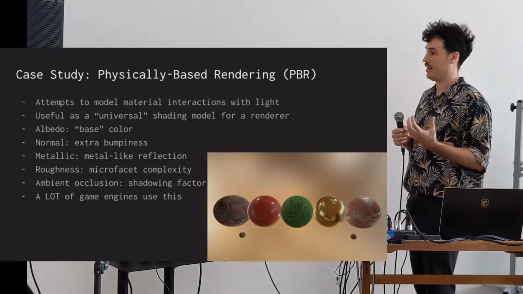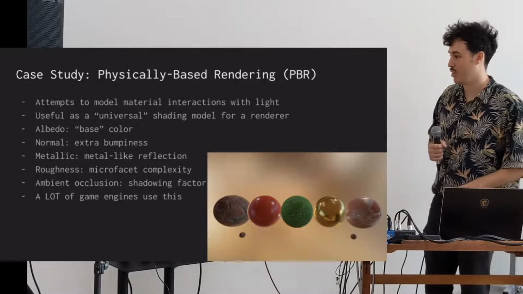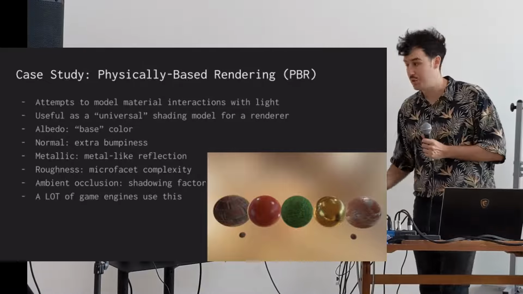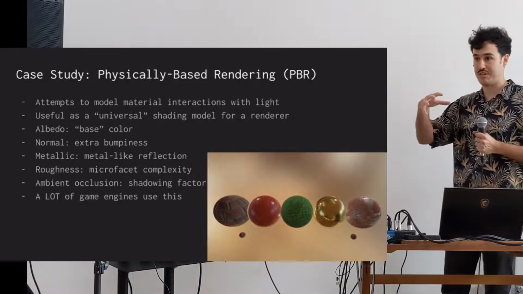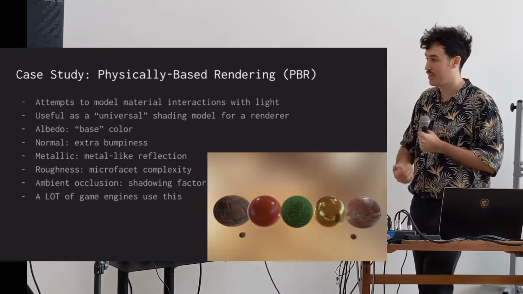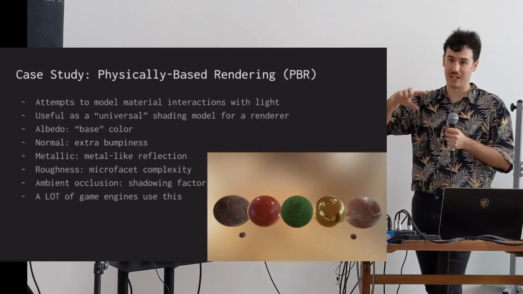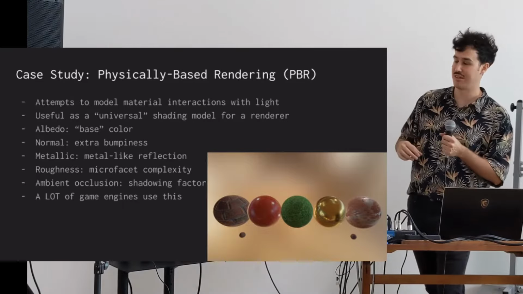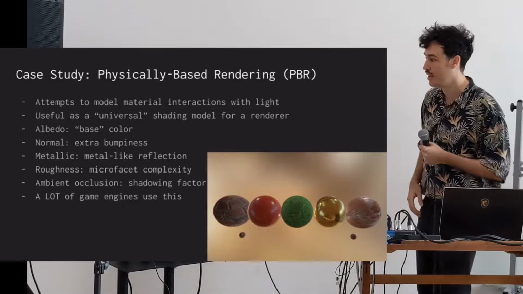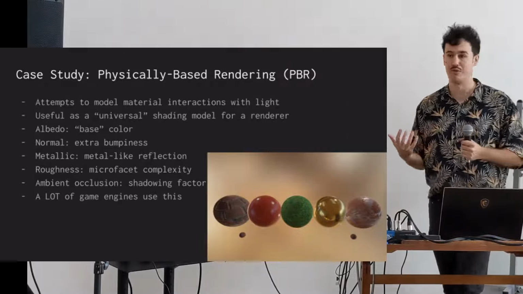So the fundamentals of it are that you have albedo, which is the base color of an object. You have a normal map, which gives it extra bumpiness. You have a metallic value, so it's basically: does the surface at this point reflect light in a metallic way or in a non-metallic way, which has different properties. There's roughness, which is basically the surface of an object having micro facets on it, right? So the more rough an object is, the more it's going to scatter light in different directions instead of just directly, and so it makes the surface look different. And then ambient occlusion, which is just an extra shadowing factor on certain parts of the surface.